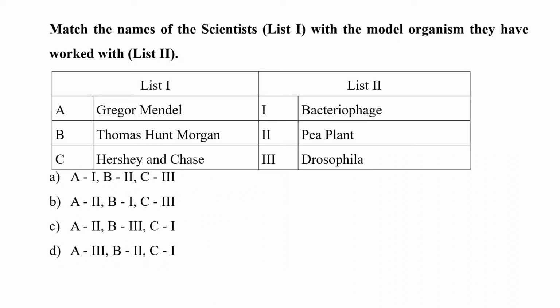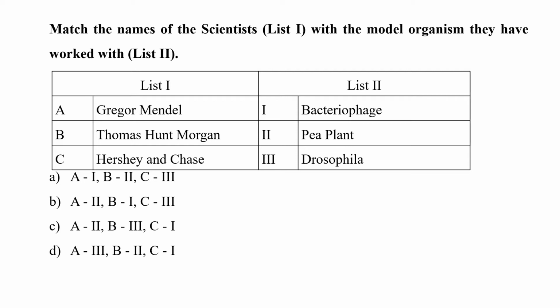Our next question is, match the names of scientists in list 1 with the model organism they have worked with in list 2. Now we know that Mendel discovered the basic principle of heredity through experiments with the pea plant. Thomas Hunt Morgan, or T.H. Morgan, worked with fruit fly Drosophila to establish the chromosomal theory of inheritance. He showed that genes are linked in a series of chromosomes and are responsible for identifiable and hereditary traits.